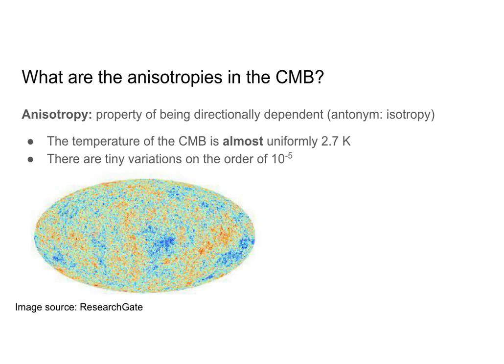So let's go ahead and start by talking about what these anisotropies are. An anisotropy is a property of being directionally dependent, and in fact is the antonym of the word isotropy, and so something that is anisotropic is the opposite of something that is isotropic. Isotropic is a term that we have used before, so hopefully you're a bit familiar with it. So the temperature of the CMB is almost uniformly 2.7 Kelvin, approximately. But there are tiny variations in that on the order of 10 to the negative fifth Kelvin. So they're extremely small, but they are measurable.